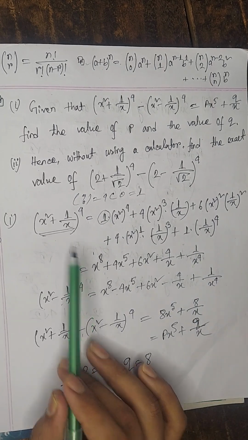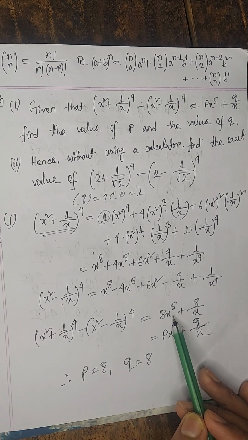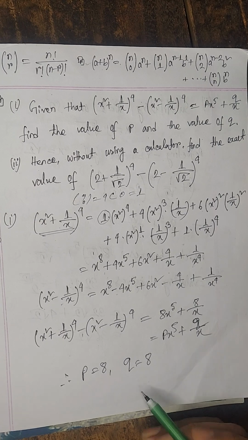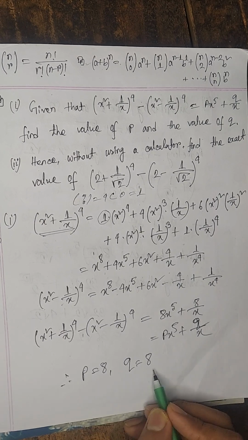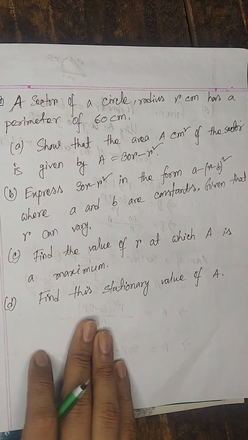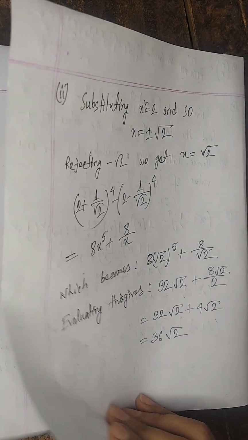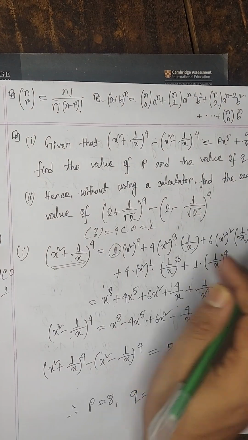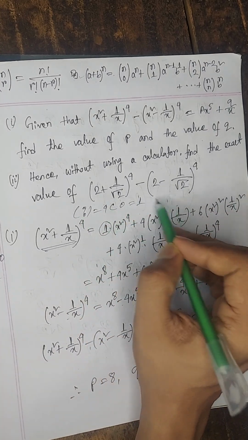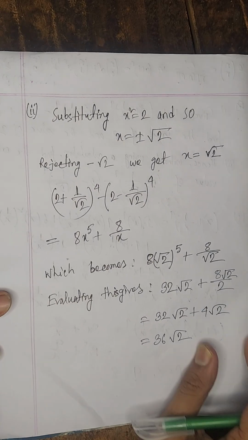And if we subtract this expression from this, we get 8x to the power 5 plus 8 by x, which is px to the power 5 plus q by x, so p is equal to 8, q equal to 8, right? Now in the second question we have to find, without using a calculator, the exact value of this expression, right? Now see how we can do this.